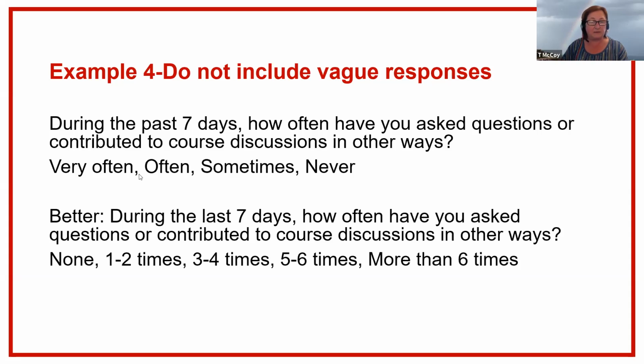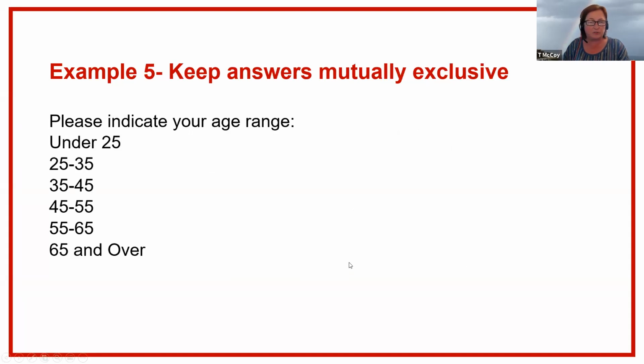So you can see the example there where if you think about reporting, when you're giving the results of your questions, you want to be able to say, well, we know that within 7 days, students have usually asked questions 1 to 2 times per week, right? That gives some specificity. Okay, keep answers mutually exclusive.